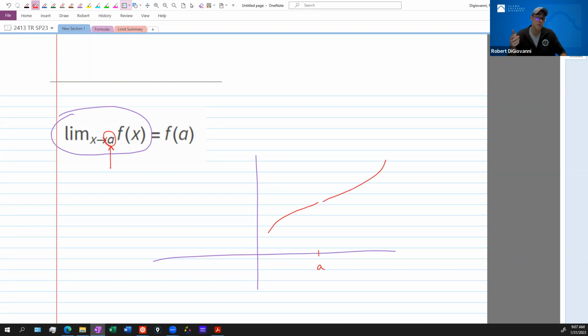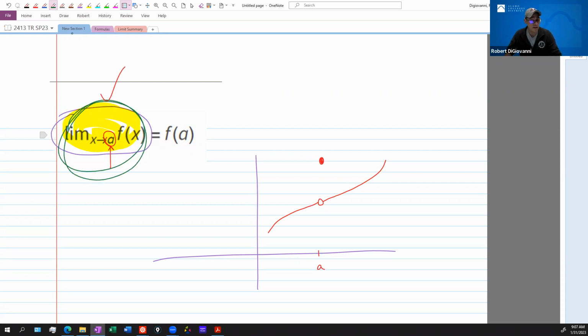Now, what we learned before is that for the limit to exist, we don't care what's happening at a, right? We could have a hole here. We could have a dot up here, and we would still have that this limit exists, regardless of what's happening at a. But the definition of continuity says, okay, not only does the limit have to exist, but it must be equal to the function's value at a.